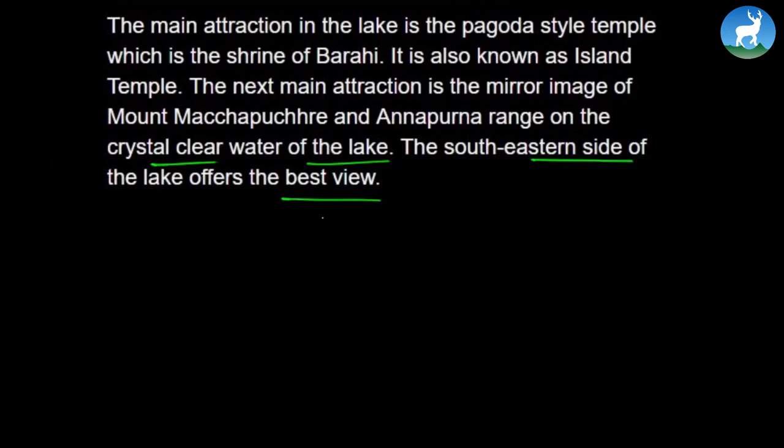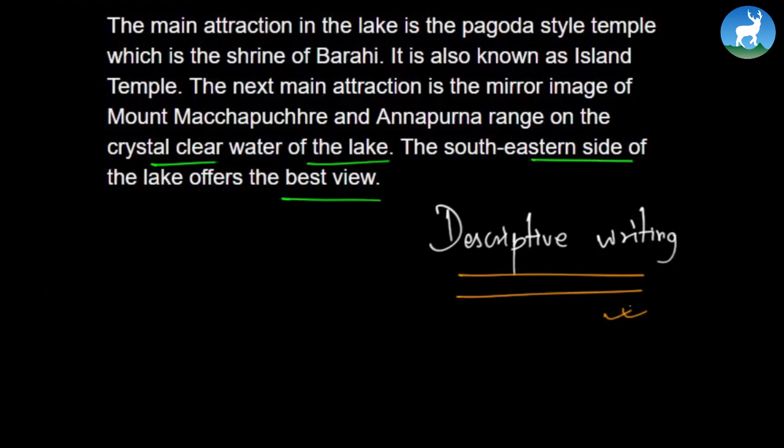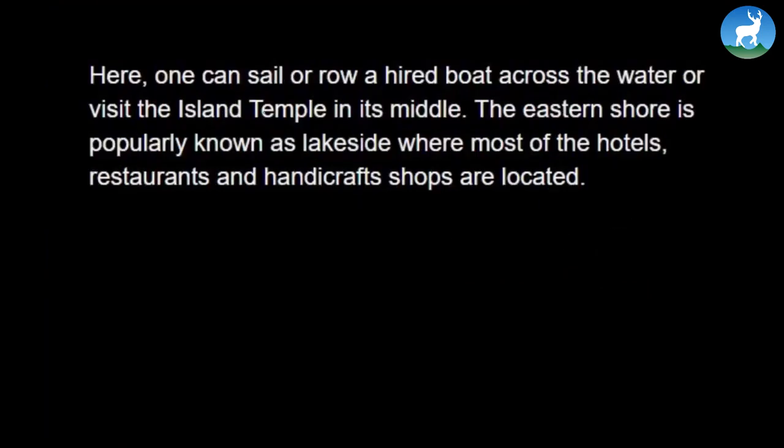So these were the first 4 paragraphs. So we found something about the lake. This is a kind of descriptive writing where a lot of details are given. We will go on reading. There are 2 more paragraphs. So let's go on reading the text.